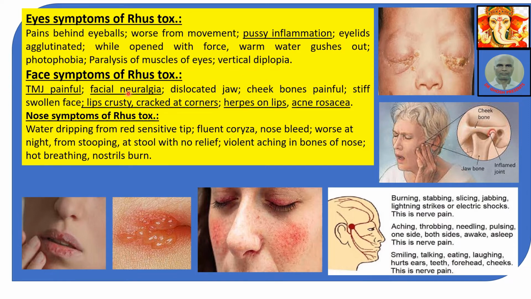Face symptoms of Rhus Tox. TMJ painful. TMJ means, sorry, not trigeminal, it is here, this is a joint, the temporomandibular joint. This joint is called the temporomandibular joint. The temporomandibular joint lies just below our ear.